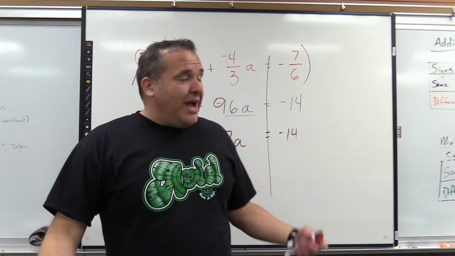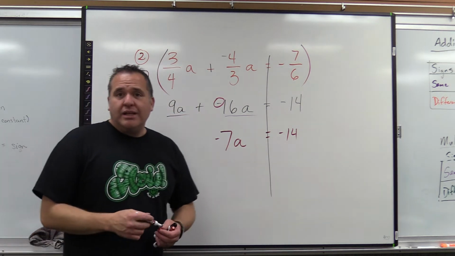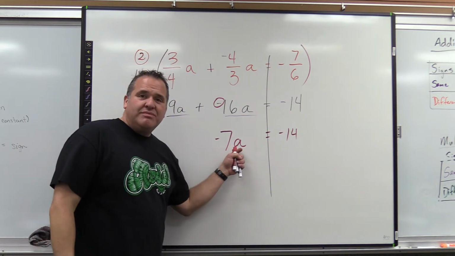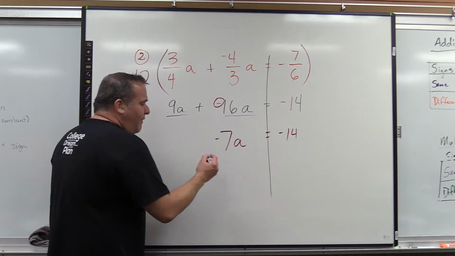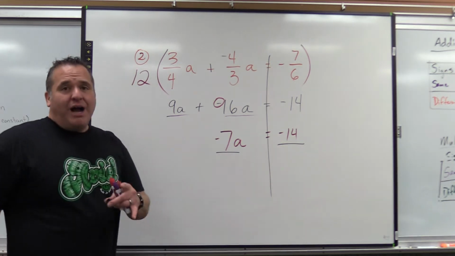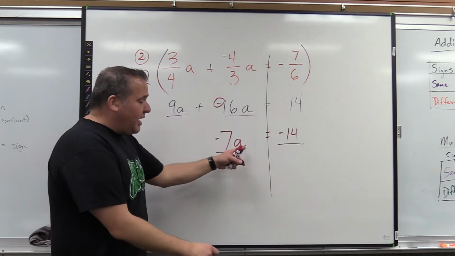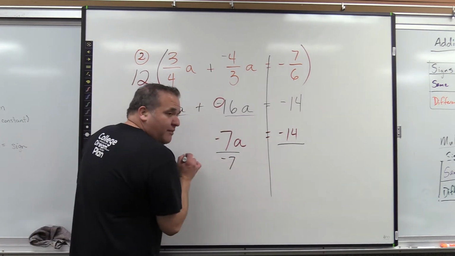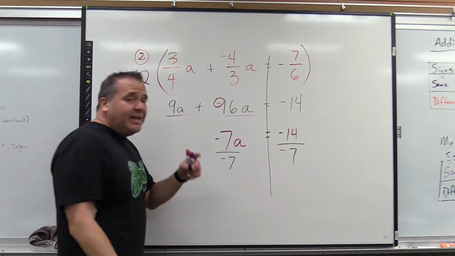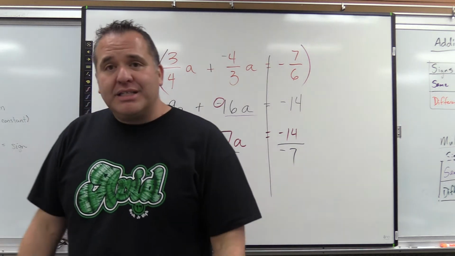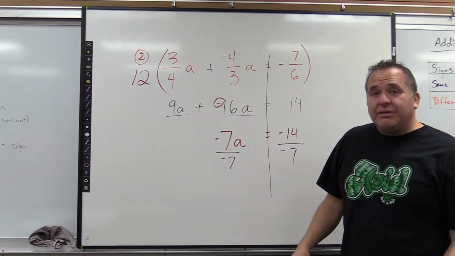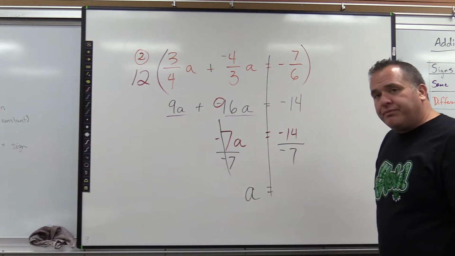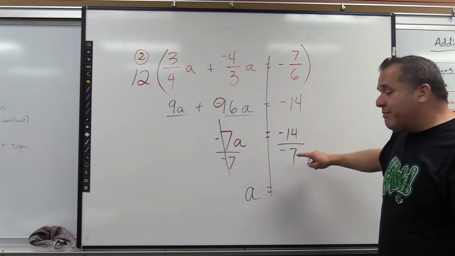Now we got -7 times a equals -14. And remember, what's the inverse operation of multiplication? It's division. So I'm going to divide both sides by whatever is next to the a. Now what's next to the a? Negative 7. So I'm going to put negative 7 on the bottom here. Negative 7 on the bottom there. Now let's divide. You see, negative 7 and negative 7, those are going to cancel, leaving me with a is equal to negative 14 divided by negative 7.